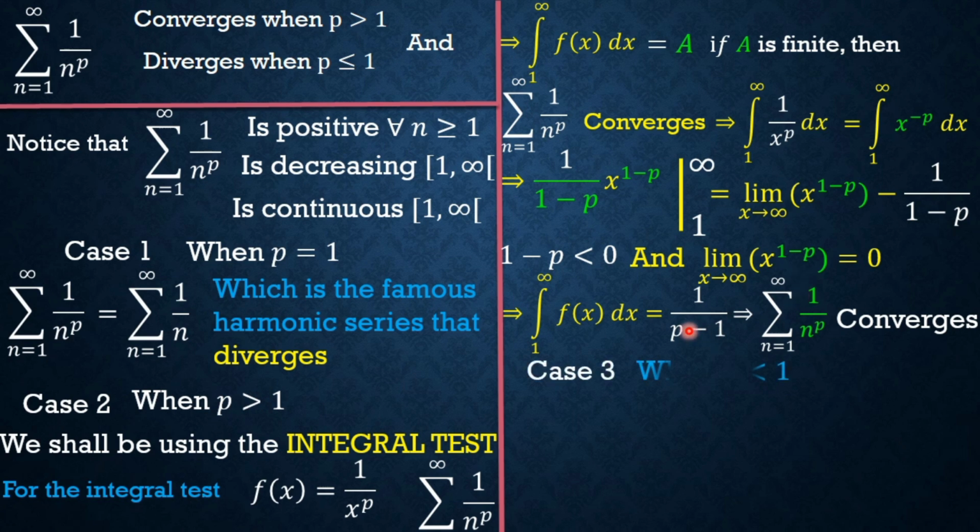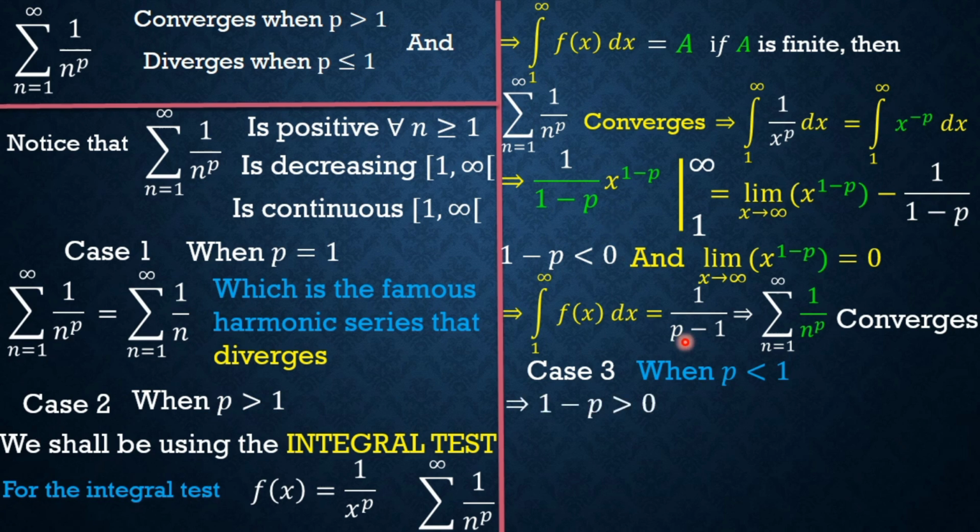Now, guys, let's look at case 3 when p is less than 1. If p is less than 1, guys, you can see what the power is in this case, that is 1 minus p. Since p is less than 1, namely p can be 1/3, it can be 1/2, and so on, guys. That is proper fractions. We are going to have 1 minus p being what? Greater than 0, right?